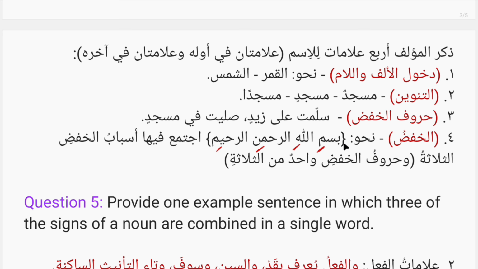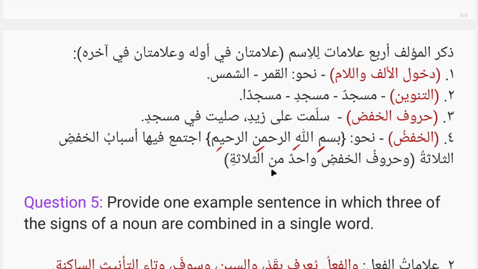Either it's preceded by harf jar, or it's mudaf ilayhi, or it's a tabi', a follower of something which is majroor, either na'at, badal, and so on. All of these things have been covered in Medina books, right? Which is why we're moving a bit fast. Okay. اجتمع فيها أسباب الخفض الثلاثة. All three causes of khafd have been combined in this ayah. This ayah combines all of the three possible reasons for a word being majroor.